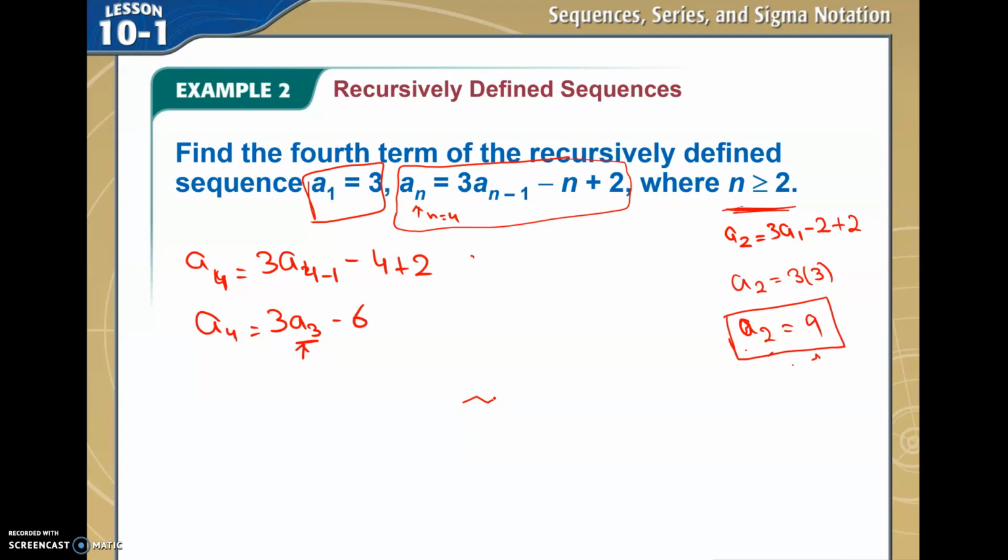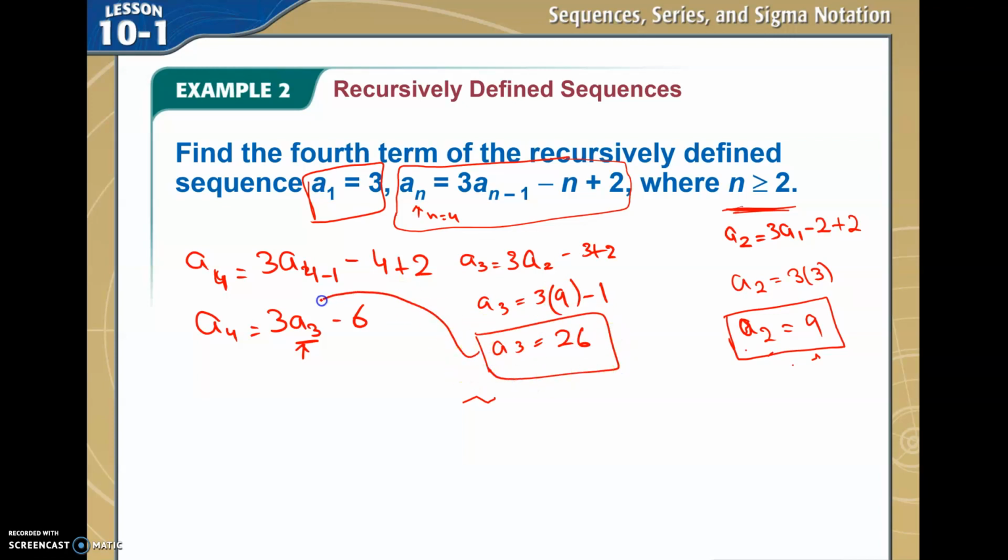Now this term a2 equals 9 you will use in another formula, which is going to be a3 equals 3a_(3-1) minus 3 plus 2. You will have a3 equals 3 times 9 minus 1, which is 27, and a3 equals 27 minus 1 is 26. Now this term a3 you can use over here. It's going to be a4 equals 3 times 26 minus 6.